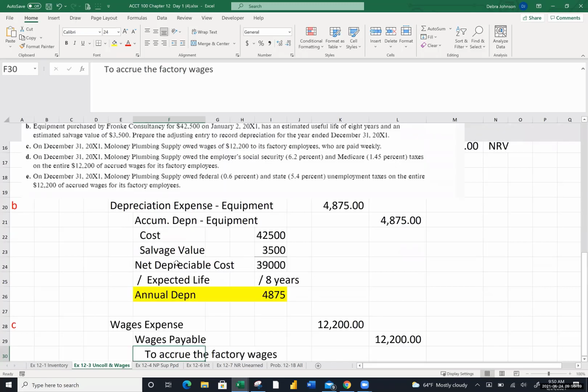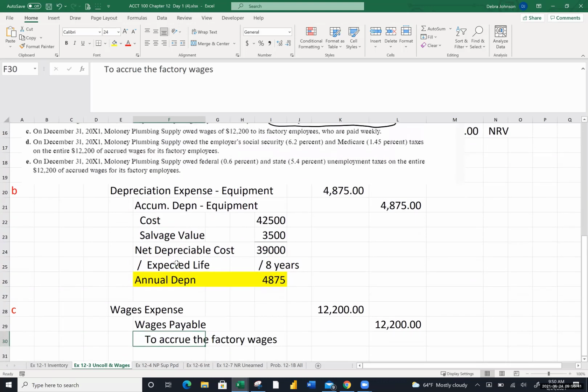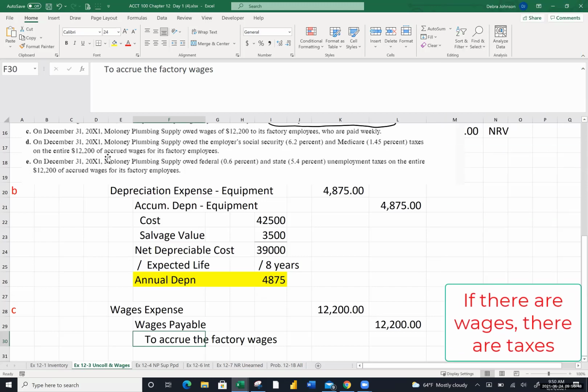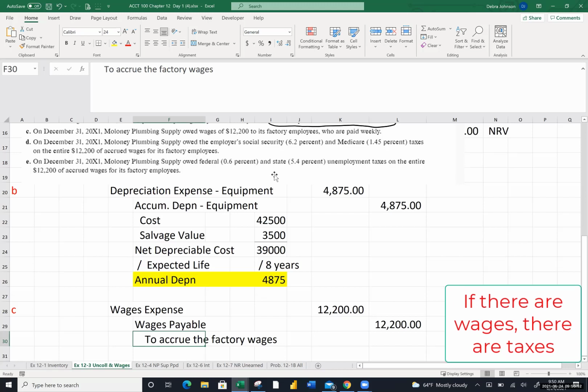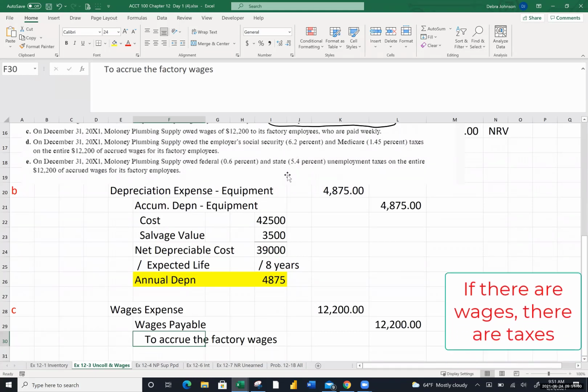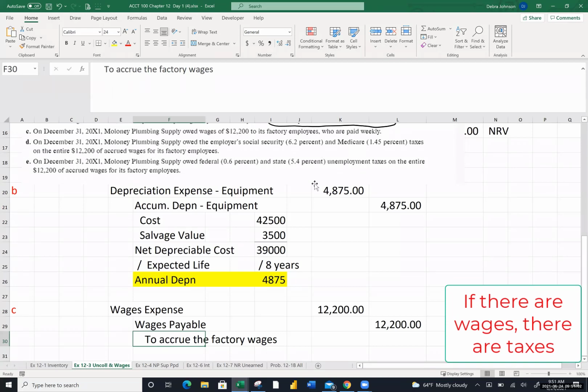And then I know what's going to come right after that. I hadn't looked at this yet, but we know if there's wages, there's also going to be taxes. And if we look at the last two, it says just that. It says accrue, put on the books, the Social Security and Medicare taxes, and E says do the state and federal unemployment. And they give us all the rates, just like I'm going to give you on the test.